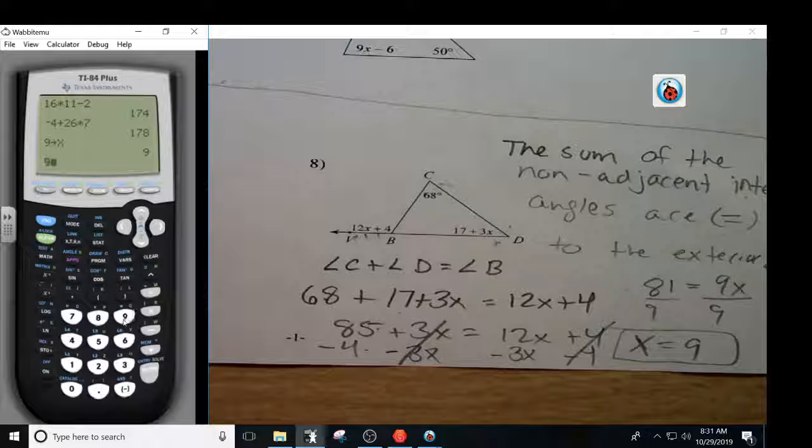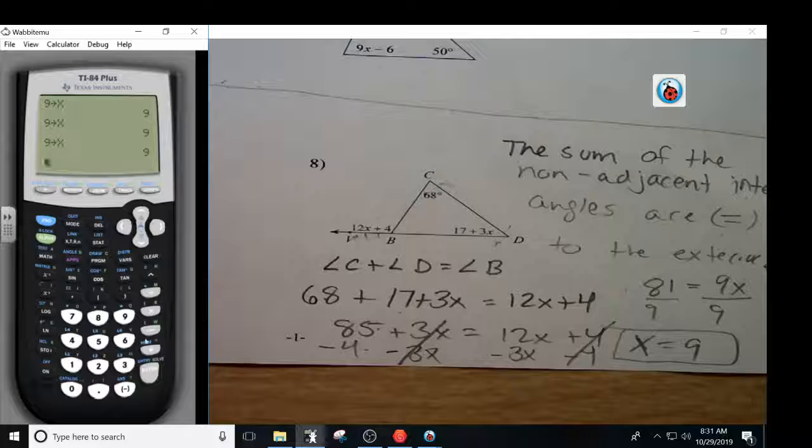All right, I did 9, STO, store as X, enter. Everybody see that? So 9 stored X, enter. That stores it as X. So now you can just type in X wherever it is.